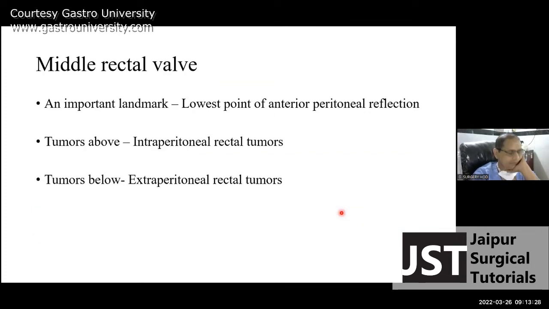Coming to the middle rectal valve, it forms a very important landmark as it defines the lowest point of the anterior peritoneal reflection. All the tumors above it are essentially the intraperitoneal rectal tumors, and the tumors below it are the extraperitoneal rectal tumors.